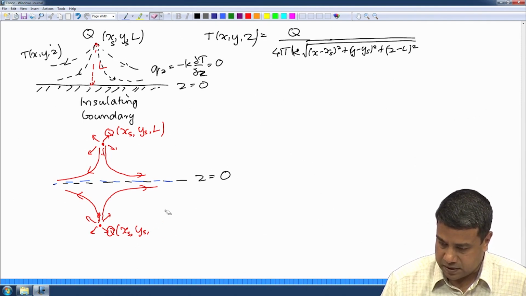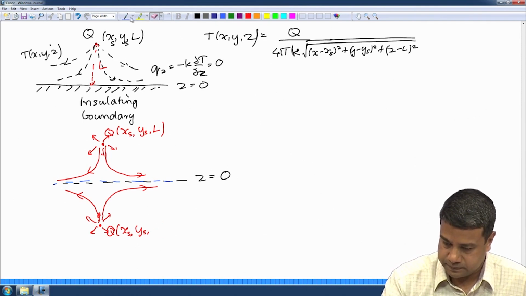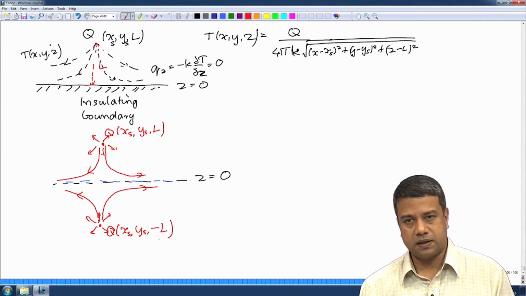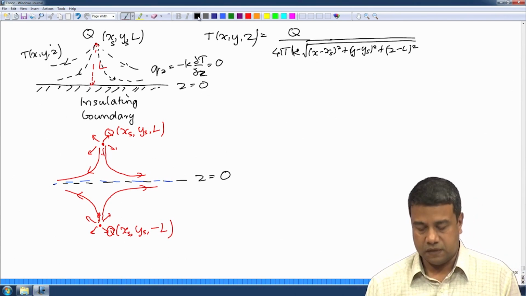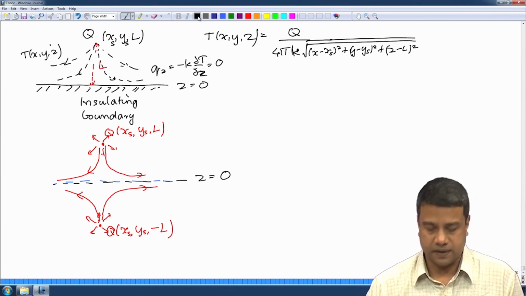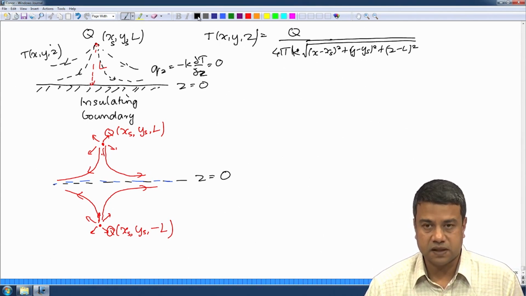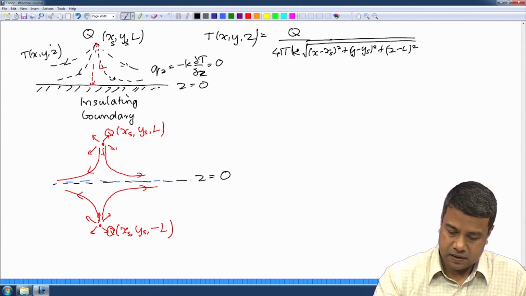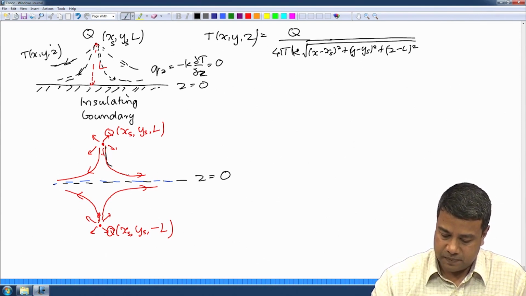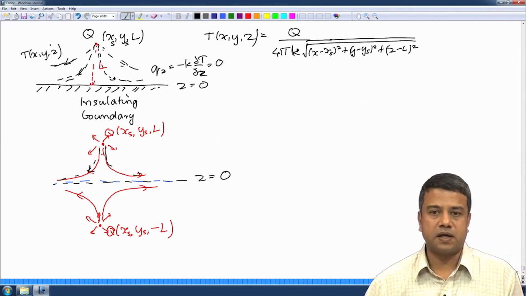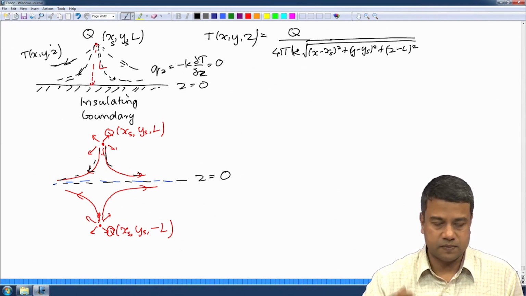I should write this as minus L, so my apologies. The second source is located at minus L, which is the reflection of this first source on the boundary. As far as the physical problem is concerned, the physical problem is in the upper half space. For that physical problem, this 0 flux boundary condition is identically satisfied by this second problem, where I do not have a physical boundary, but I have another source at the point where this boundary is reflected.